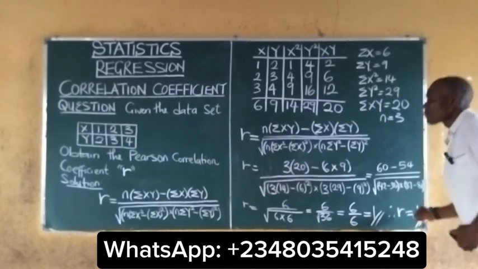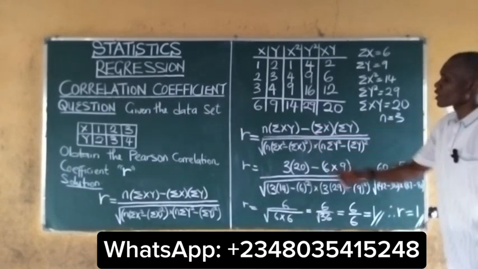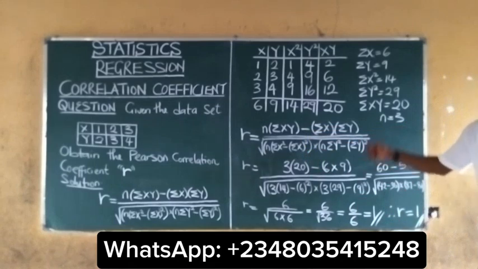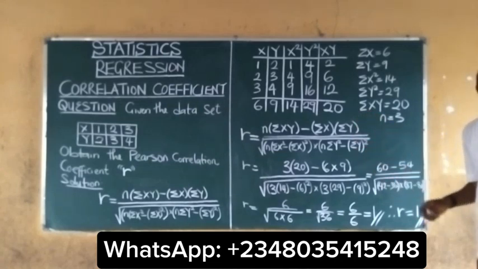Our r here means the Pearson correlation coefficient. So this is how we can solve for the Pearson correlation coefficient.